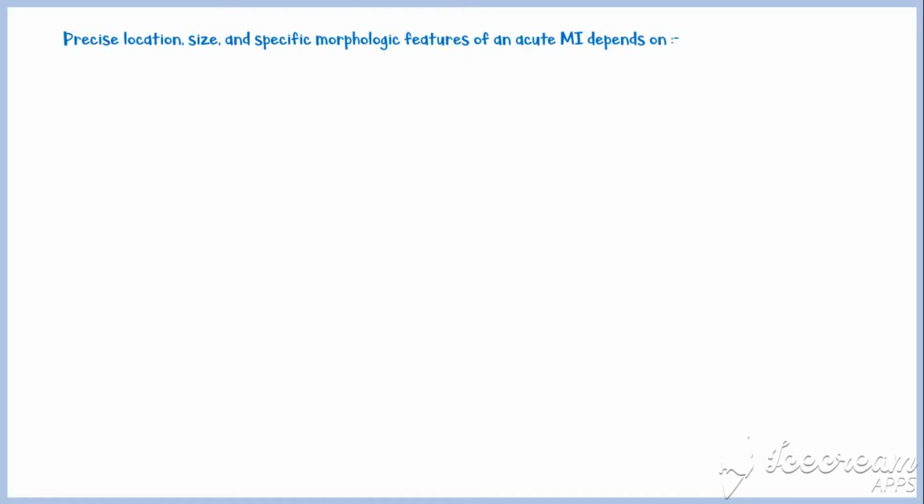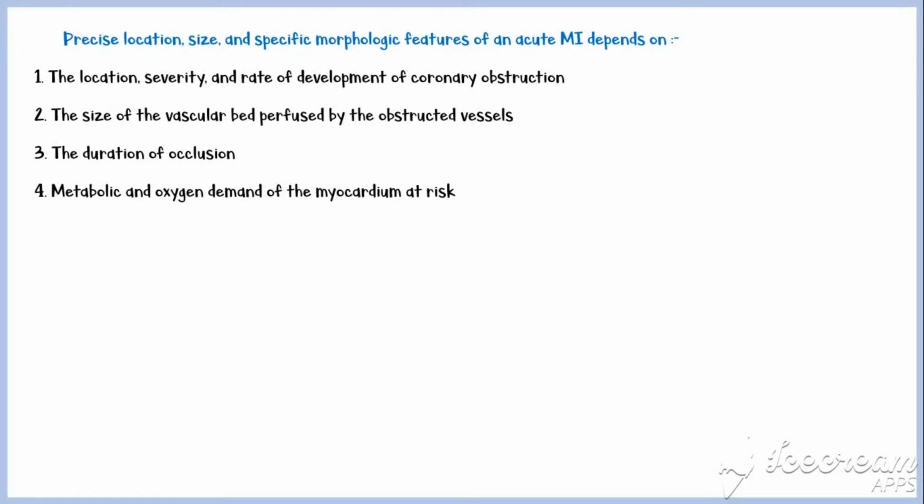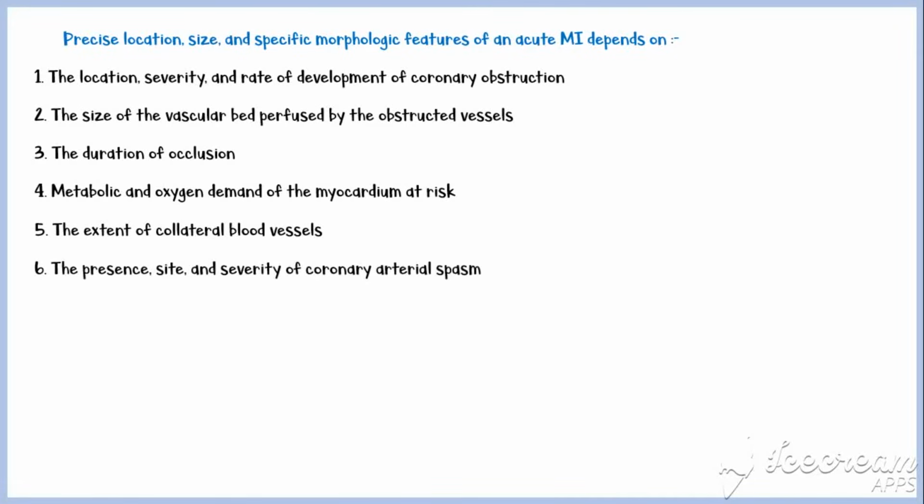Precise location, size, and specific morphologic features of an acute myocardial infarction depends on the following factors: the location, severity, and rate of development of coronary occlusion, the size of the vascular bed supplied by the obstructed vessels, the duration of occlusion, metabolic and oxygen demand of the myocardium at risk, the extent of collateral blood vessels, the presence, site, and severity of coronary artery spasm, and other factors like heart rate, cardiac rhythm, and blood oxygenation.